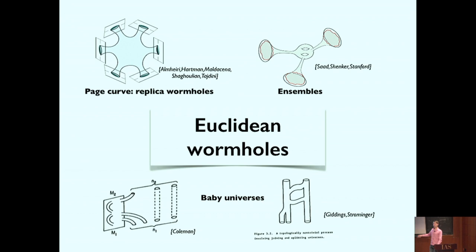And this is a paper from the same year by Giddings and Strominger, where the figure caption here says, a topologically non-trivial process involving joining and splitting universes. And these pictures all look very similar. And we found this very inspiring, and we've tried to bring a lot of these ideas together, and I hope that we've given a more unified picture of all of these things, and hopefully will contribute to the understanding of all of these.